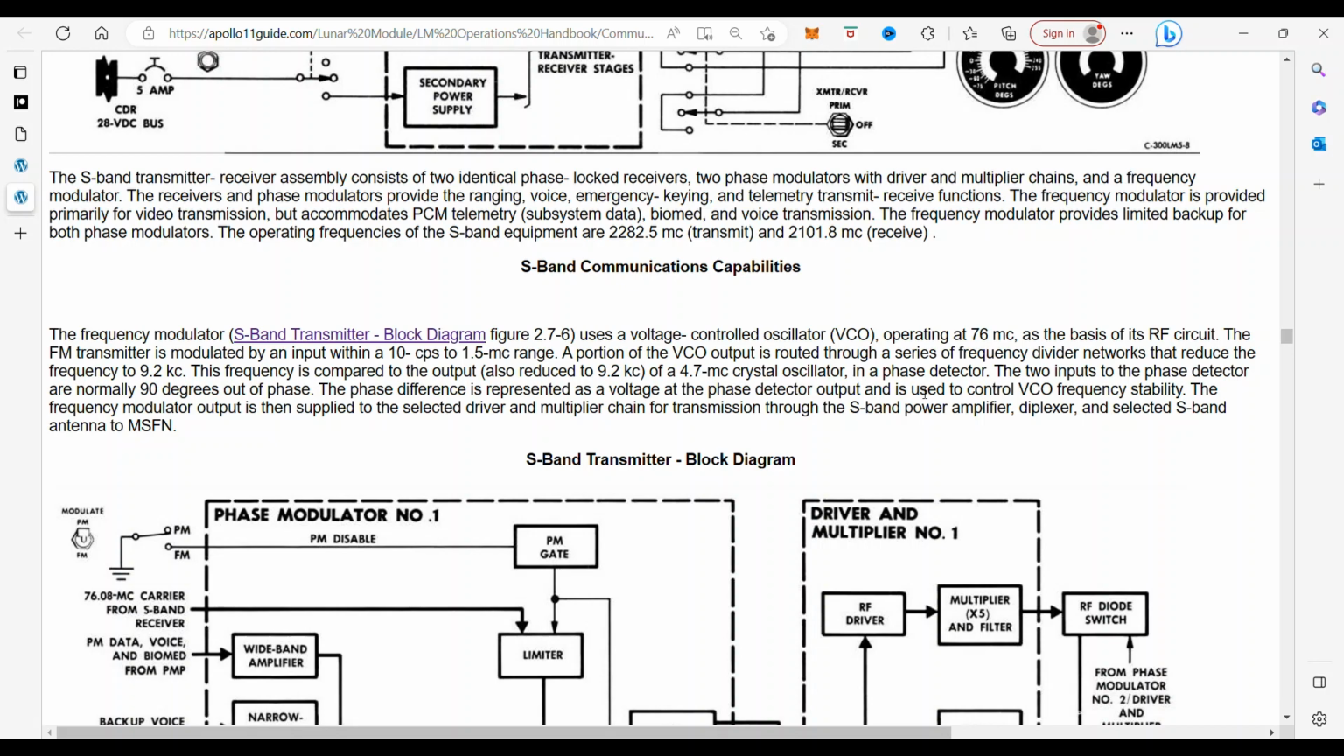Okay, so that's how they're comparing. They've got one signal going one way, and comparing it to the signal of the other, the frequency coming in compared to the signal going out. The signal going out would be from the lunar module, which of course would be higher than the signal coming in. That's what you're trying to get, the one phase up to the other. And then the two inputs of the phase detector are normally 90 degrees out of phase, and that difference is represented as a voltage, as the phase detector output is controlled by the VCO, the voltage controlled oscillator, frequency stability.